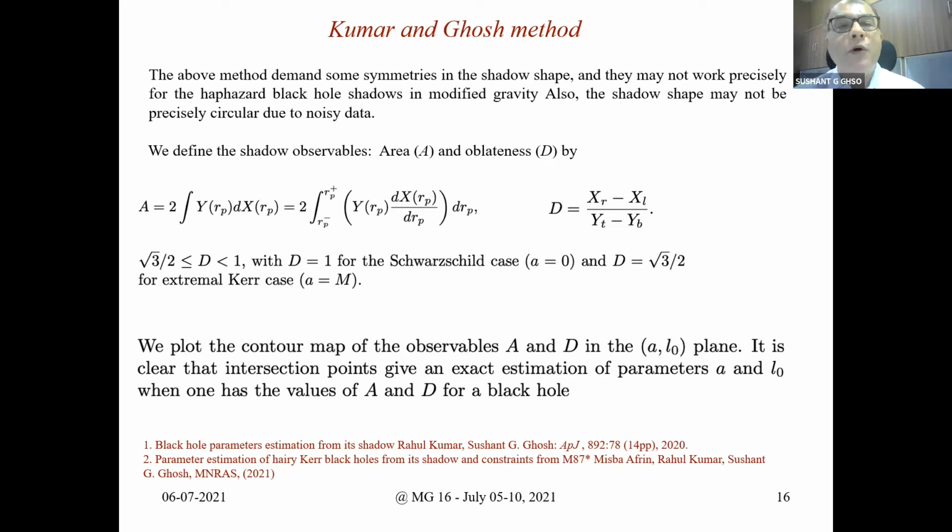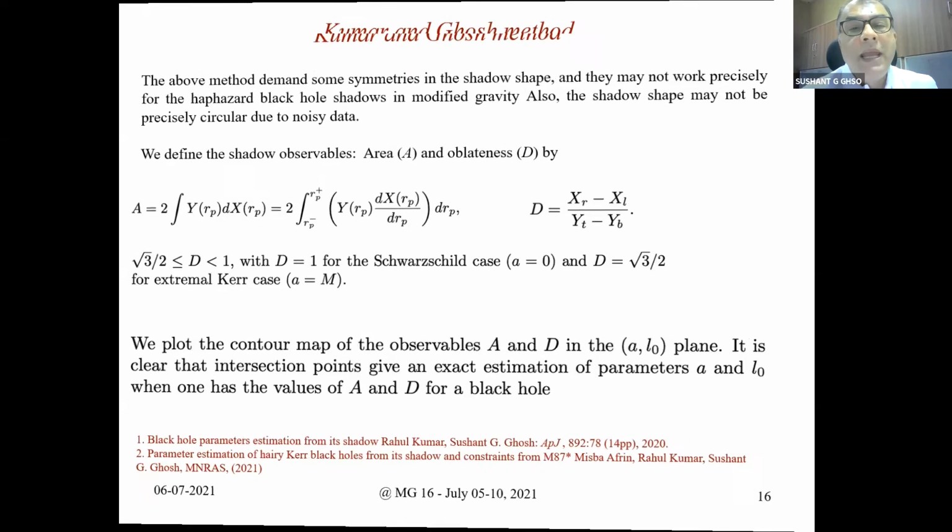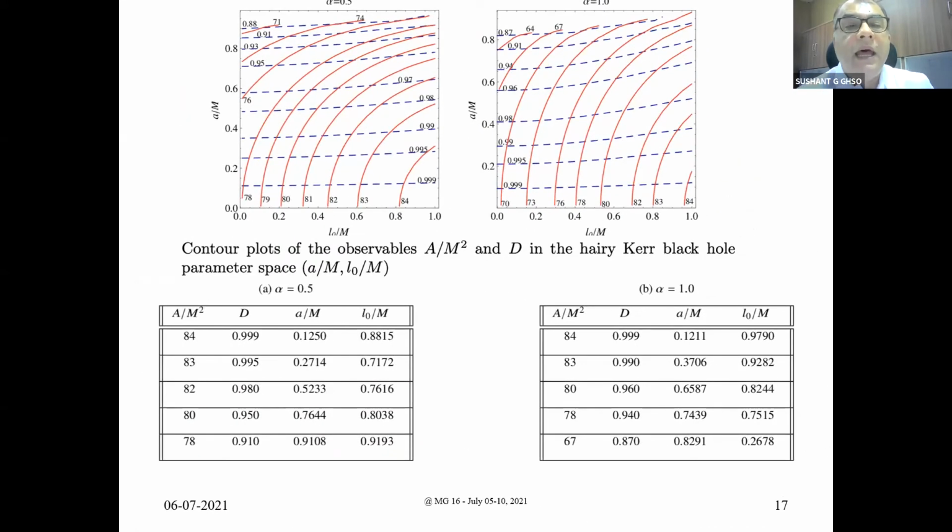So we have proposed a new method, because the Hioki method doesn't work for a haphazard black hole shadow, which is possible because of noisy data. We have proposed new observables A and D, with my scholar Rahul, where A is the area of the shadow and D is the distortion. Mathematically, distortion can be maximum 3/2 for the Kerr case and 1 for the Schwarzschild case. So what we do is make a contour plot of this A and D in the plane of A and L0.